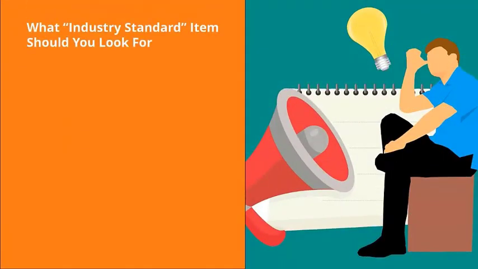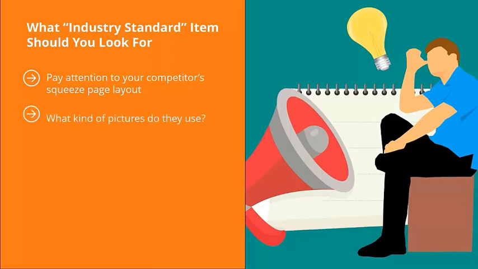What industry standard item should you look for? Pay attention to your competitor's squeeze page layout. This is the sign-up page your competitors use to get their target audience members to sign up for their mailing list. Pay attention to how they lay out these pages. What kind of pictures do they use? What kind of text do they present? How do they format their text? Do they tell stories? Do they show videos?